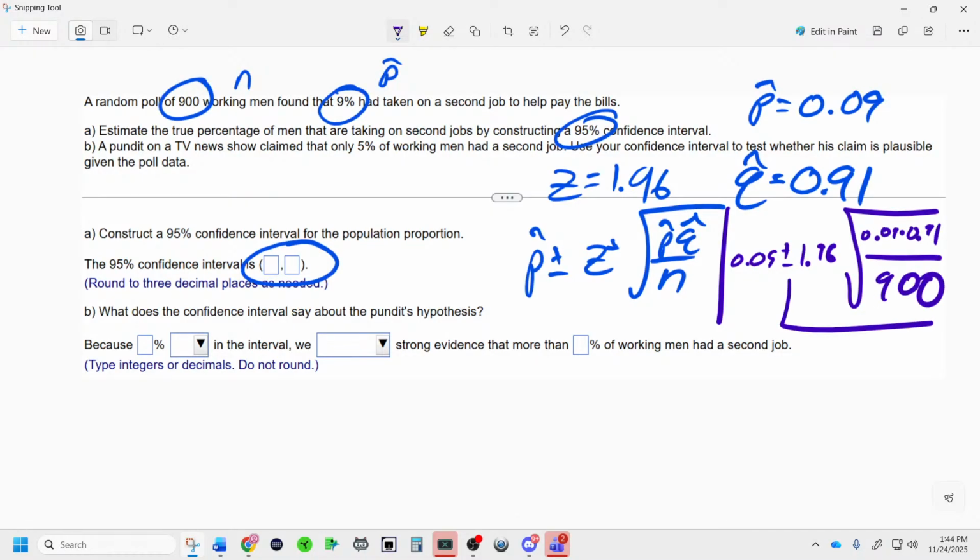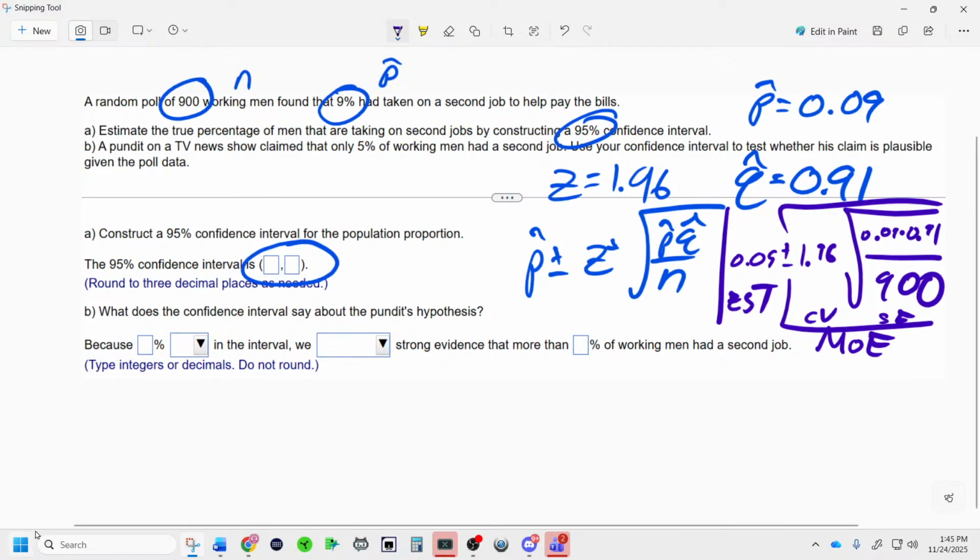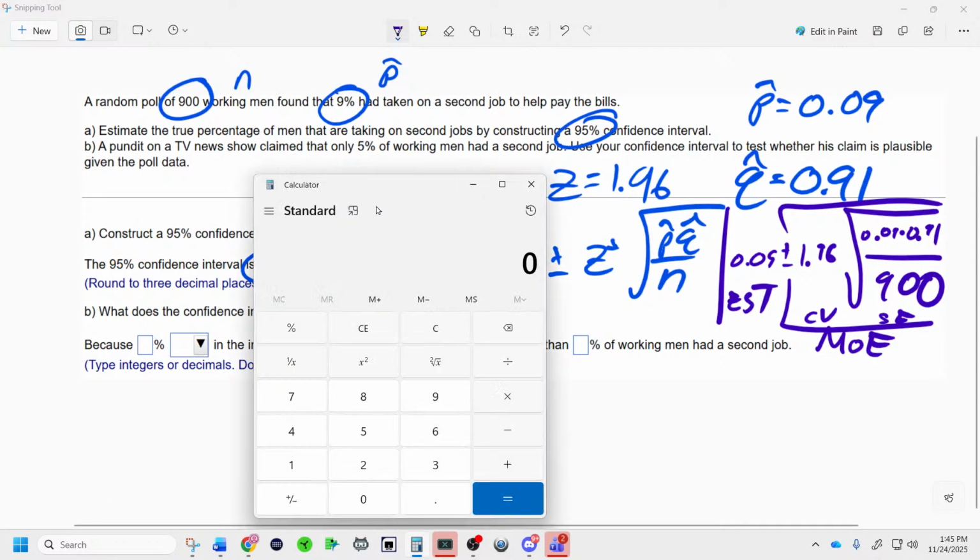And very important, solve the margin of error. That's the margin of error right there. This is the standard error, and that's the critical value related to the confidence interval, and this is the estimate of the interval. So let's go ahead and get this interval going.